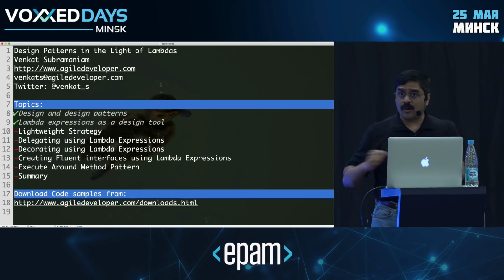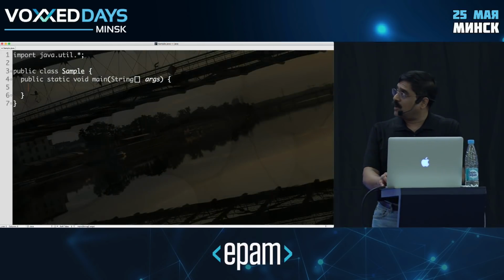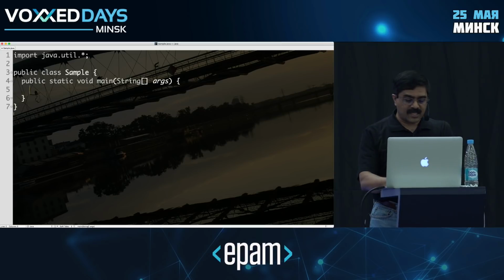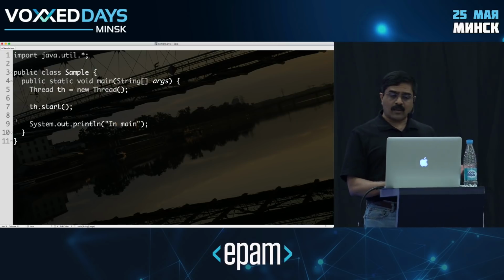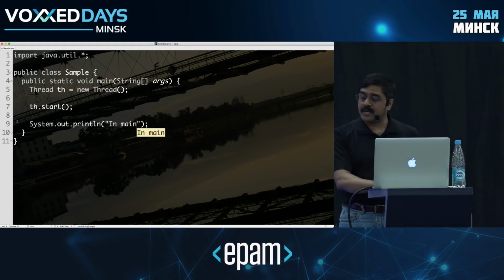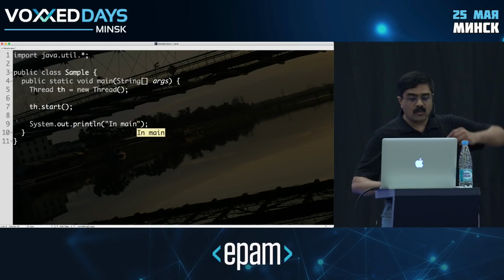I know you all know lambdas, but I'll put a little perspective on that with a little example right in here. So suppose, let's say we want to create a thread, and I'm going to say is equal to new Thread. And then, of course, I'm going to just start this thread. All that I'm going to do is simply say in main to say that I'm still in the main thread. So when I run this code, you can see it's simply printed in main. Well, what about the other thread we just started?